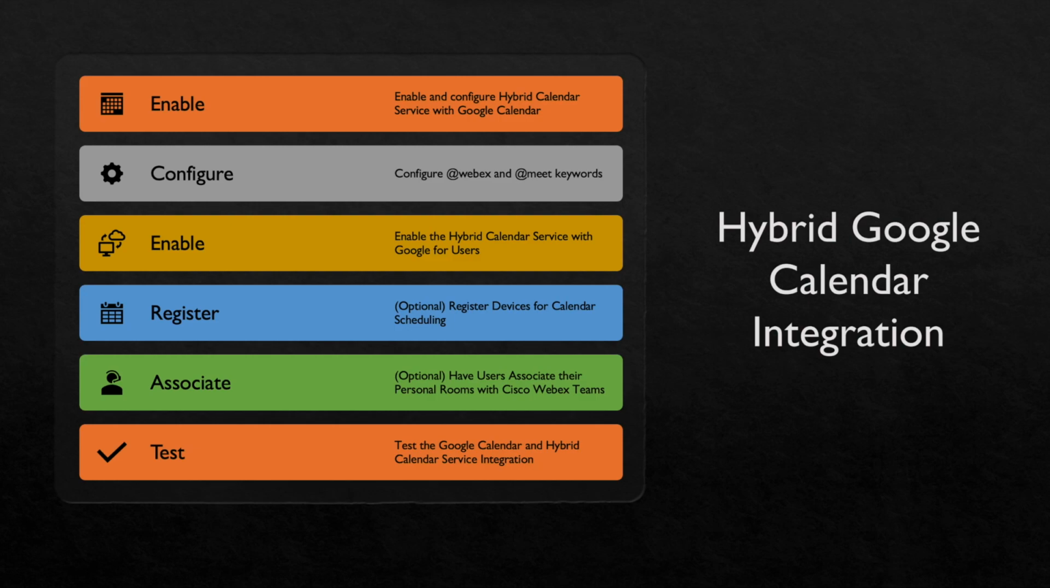Optionally, to change the action that the hybrid calendar service takes when users enter @webex or @meet, you can set the keywords in the Webex Control Hub as mentioned before. Optionally, if you want one button to push functions to be provided to cloud registered room and desk devices and Webex boards, configure places for devices. And optionally for one button to push on Cisco Webex room and desk devices and Webex boards, make sure that meeting schedulers have their personal rooms associated with their Webex Teams accounts. Then test the Google Calendar and hybrid calendar service integration.